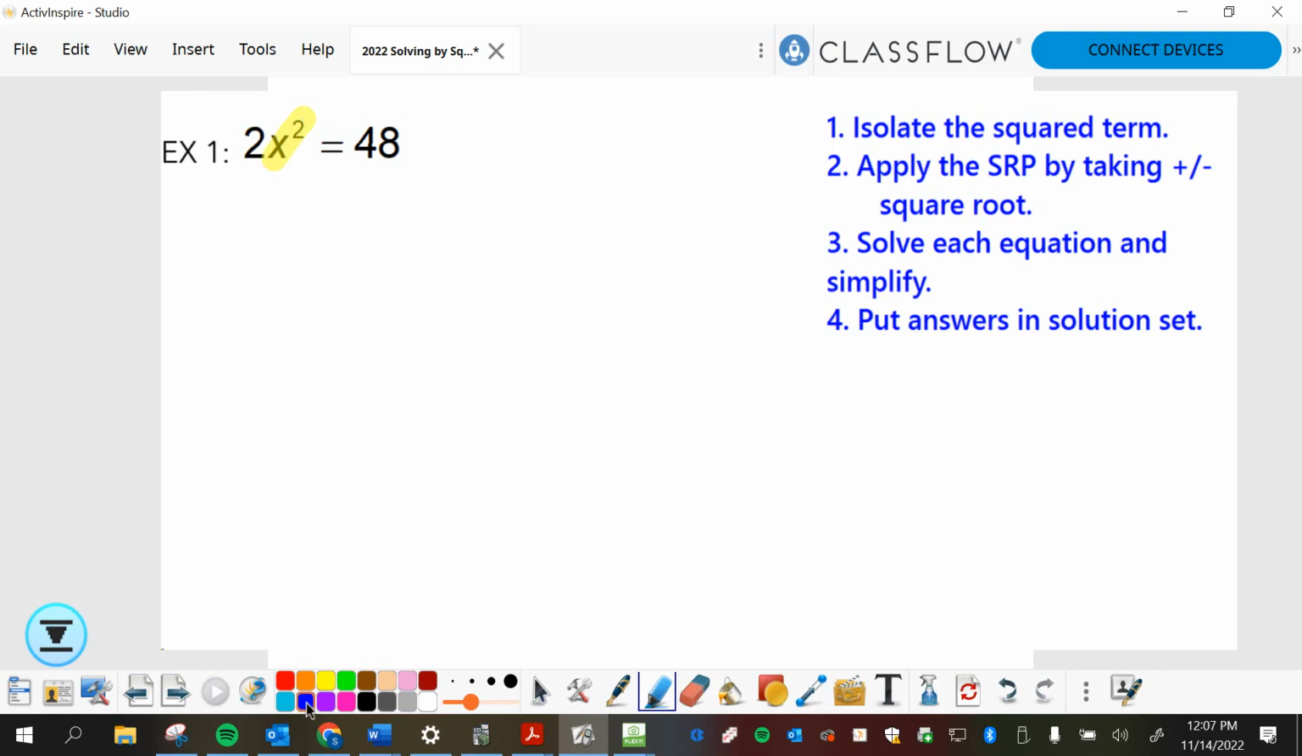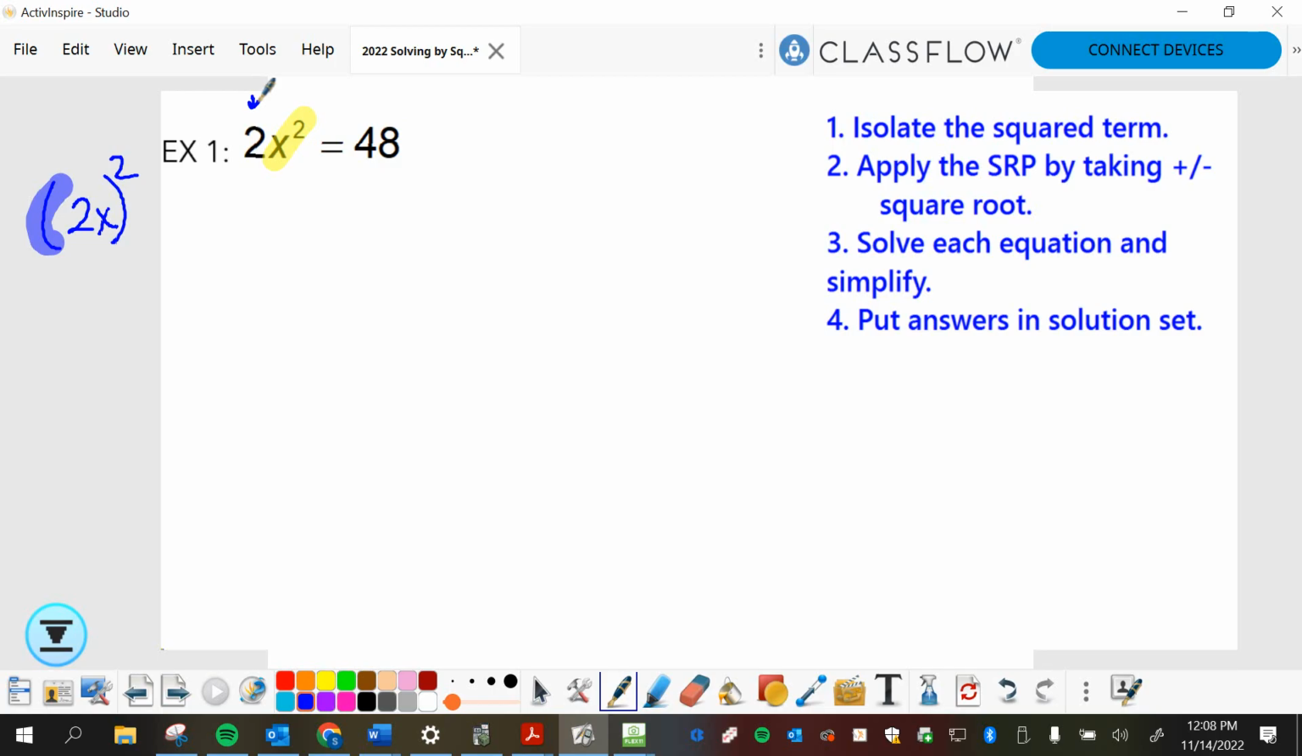If the 2 was also being squared, it would look like this. Parentheses 2x squared. Right? You see the difference? So the 2 is actually not part of what's being squared. So when I isolate the squared term, I have to get rid of this 2.